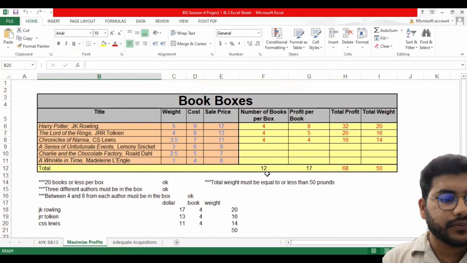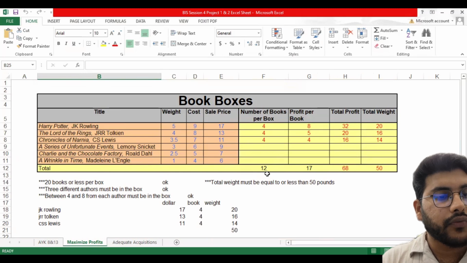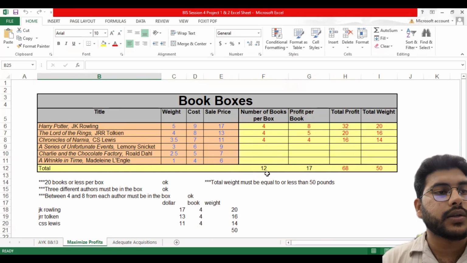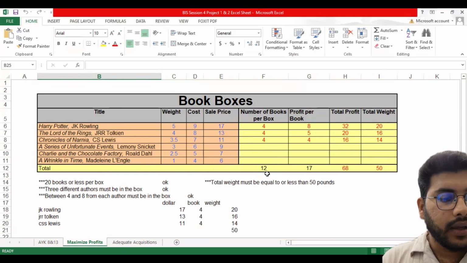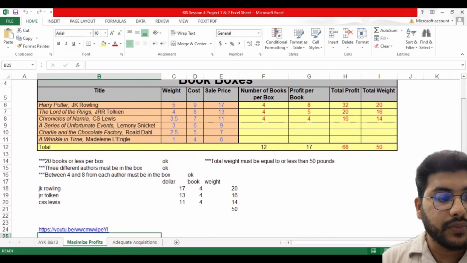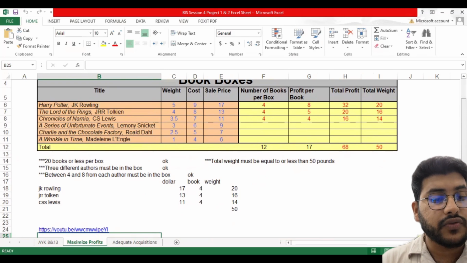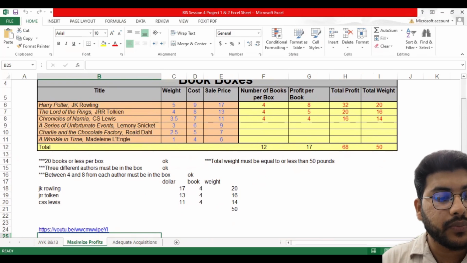So let's talk about the first project, maximize the profit, which focuses on maximizing profit for a wholesale book distributor called Books. The owner BKK needs to figure out the most profitable way to pack a single box of the books.